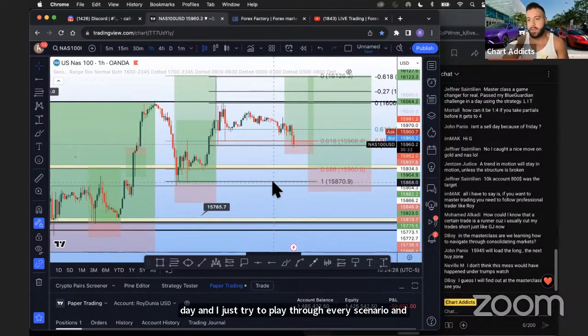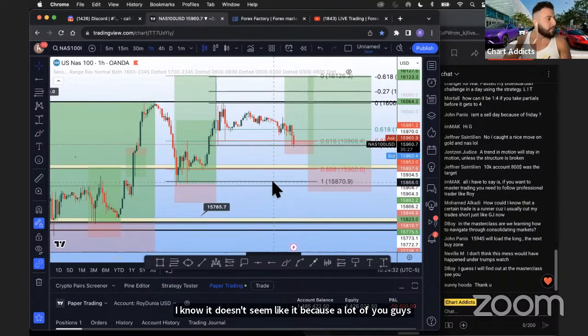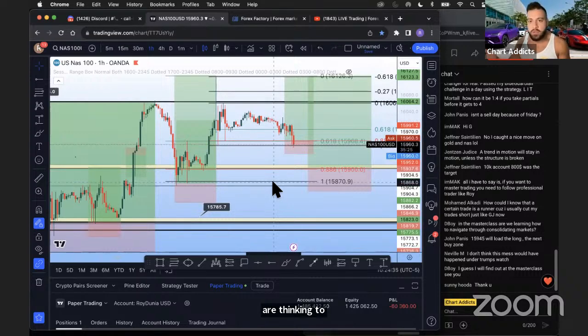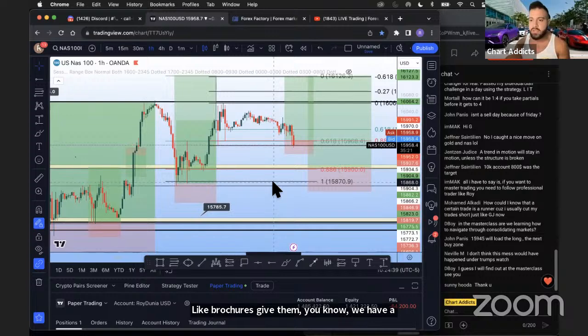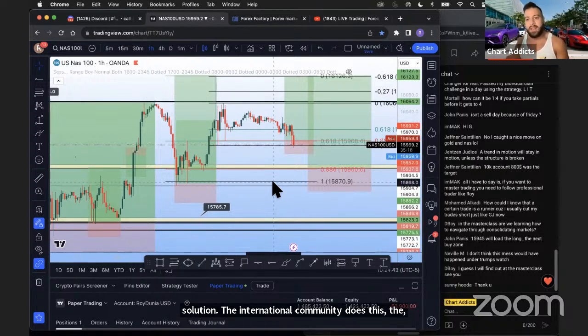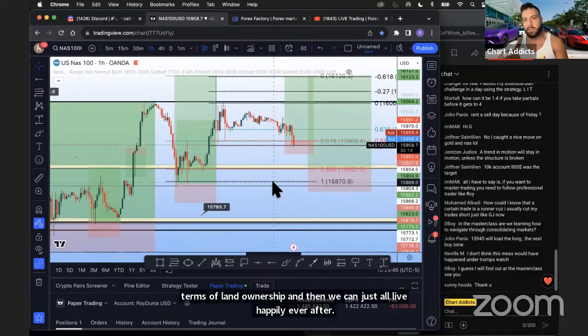I know it doesn't seem like it because a lot of you guys are thinking to yourself, like, bro, just give them, we have a two-state solution. The international community does this. We have to make a couple concessions in terms of land ownership, and then we can just all live happily ever after. It's not that simple. It seems like it's that simple.